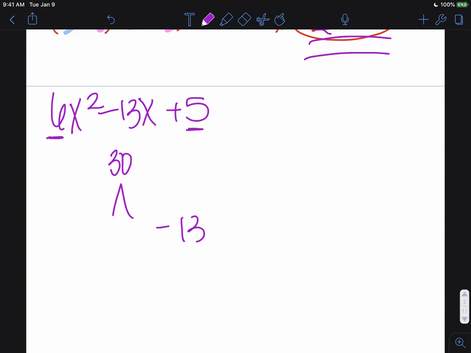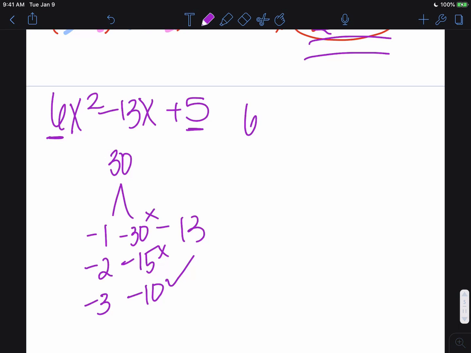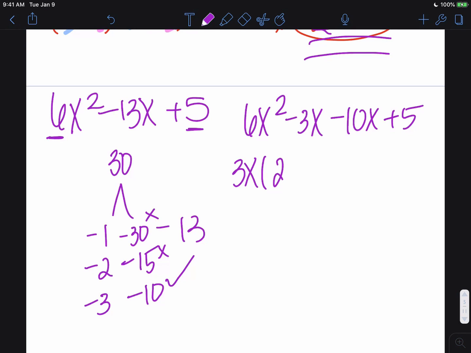So let's go through a couple of different numbers. So I'll say negative 1, negative 30, no. Negative 2, negative 15, no. Negative 3, negative 10, yes. So 6x squared minus 3x minus 10x plus 5. So now I'm going to factor from the first set.